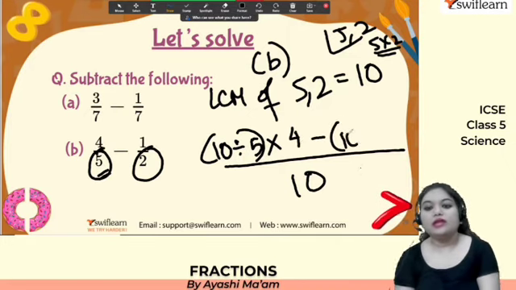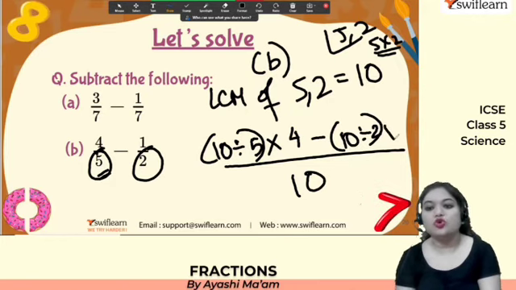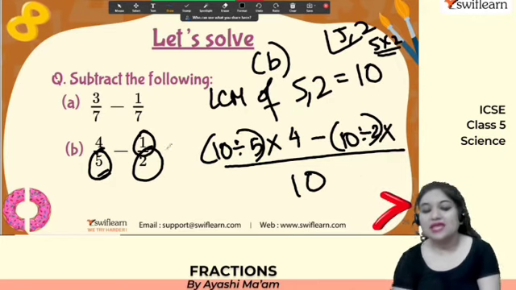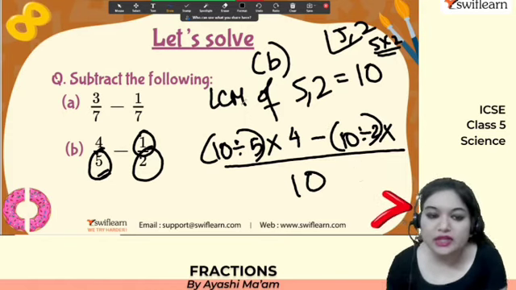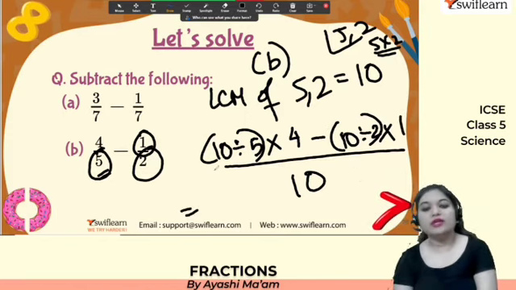Minus, now 10, the LCM, divided by the second denominator, that is 2, multiplied by the numerator of the second fraction, that is 1. So you will get 10 divided by 5 is 2, into 4, minus 10 divided by 2 is 5, into 1, by 10.